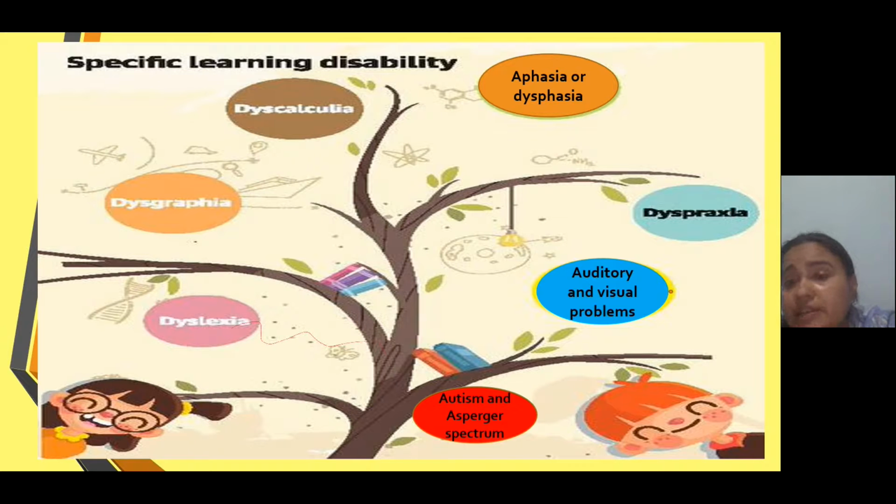The next problem or disability is dyspraxia. It has to do with the movement of the body.